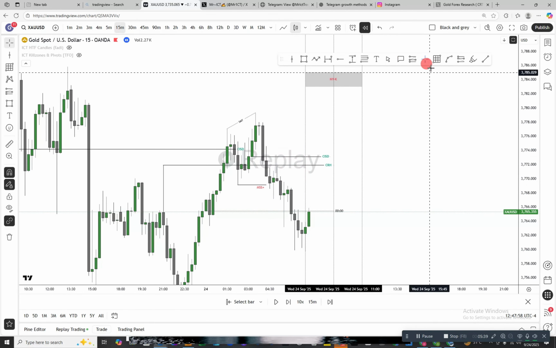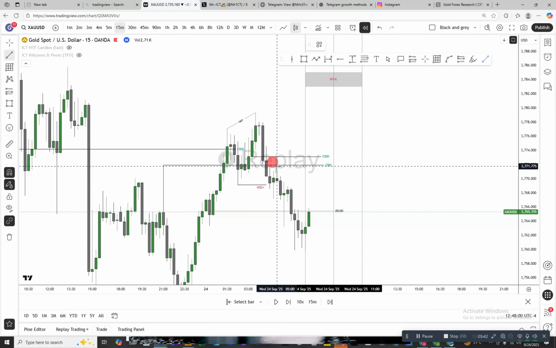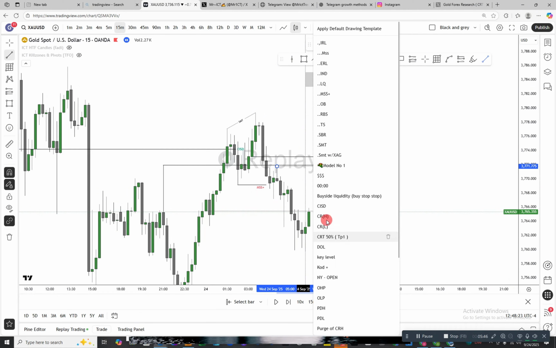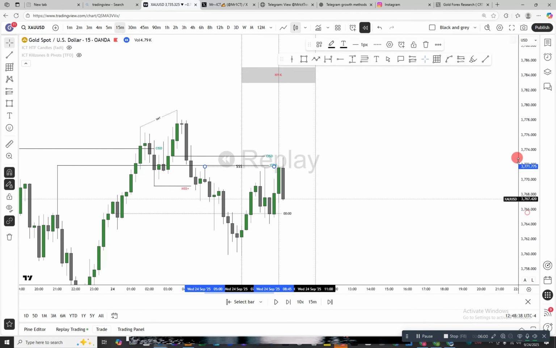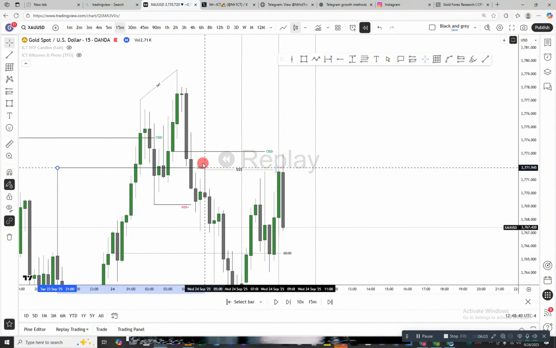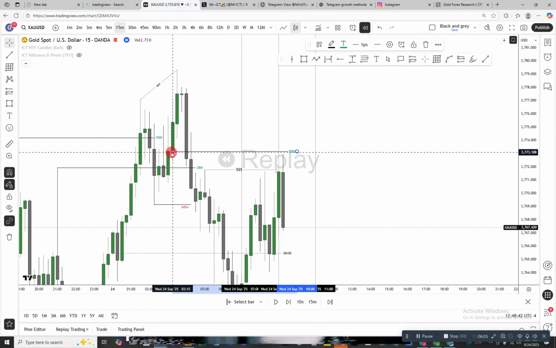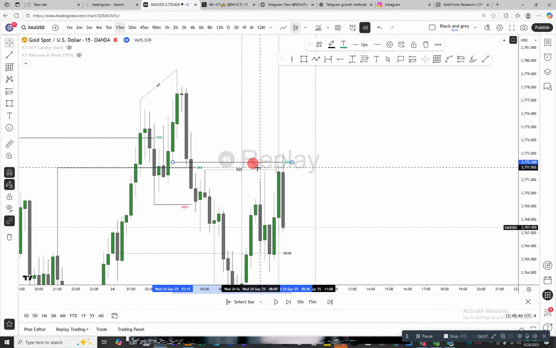At the same time, price here was my pending draw on liquidity, right on this 3-bar swing high. I simply waited for the price to reach my key level and take out this draw on liquidity right here. You guys can see, here was the CISD level and here is the draw on liquidity purge.